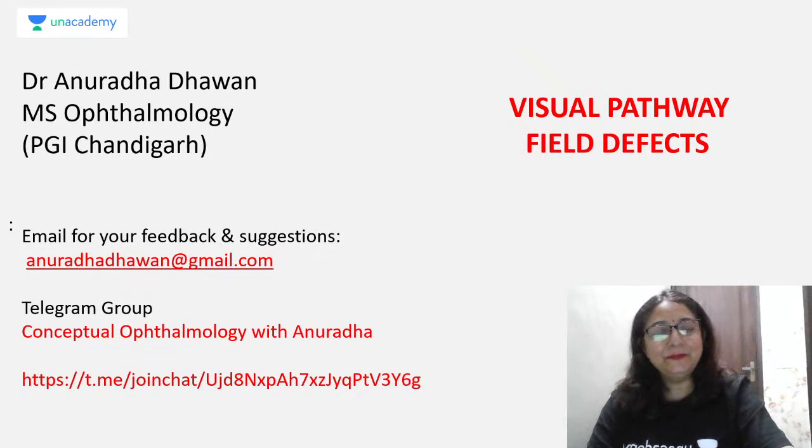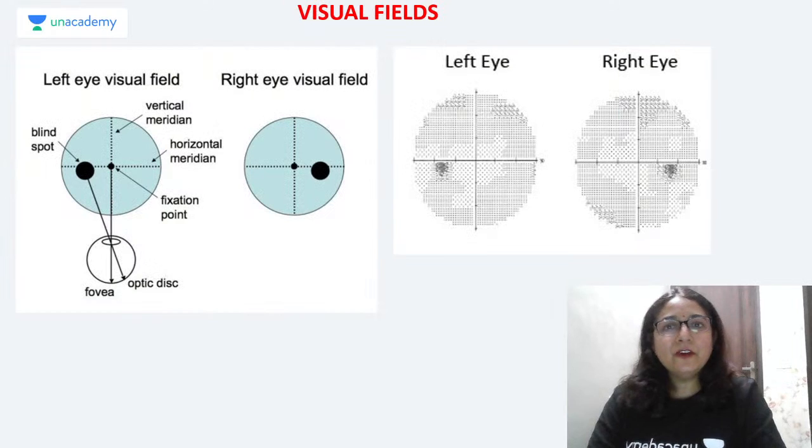Let's go ahead. So first of all, let's see what we understand by visual field. Visual field means the whole visual space, or the space which we can see when our eye is centered at a central fixation point. That whole visual space will constitute the visual field.